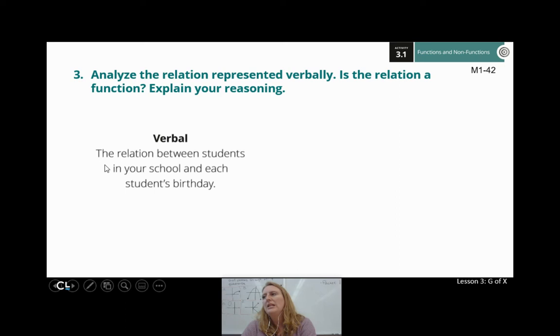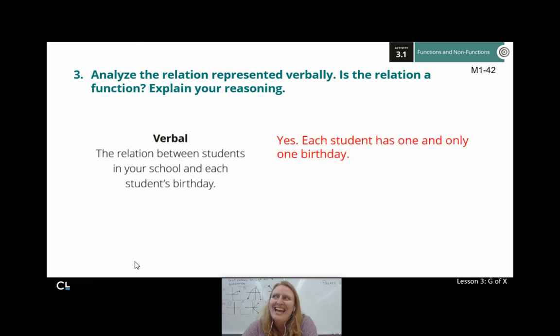So for this one, it says the relation between students in your school and each student's birthday. Well, I'm pretty sure everybody only gets one birthday. If students are the input and birthdays are the output, you might have to share a birthday, but everybody only gets one birthday. So yeah, this is a function. It's definitely a function. Every student only gets one birthday. You don't get 2, although some of us try, and some of us maybe celebrate birthday month. It's a thing.